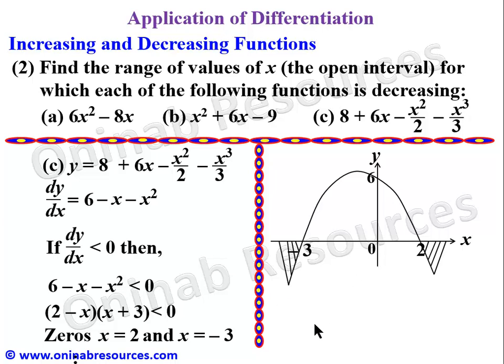So stating this, we have x less than negative 3 union x greater than 2. If you are stating it as an open interval, we have it as negative infinity, negative 3 union 2, positive infinity. And that is the end of the solution to problem 2.